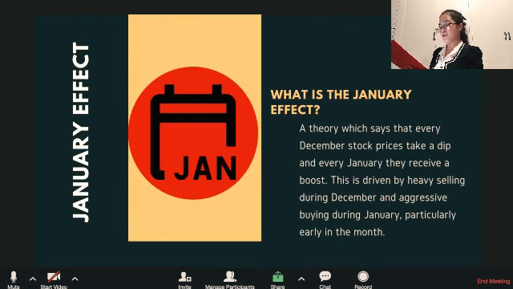The January effect is a theory which says that every December stock prices take a dip and every January they receive a boost. This is driven by heavy selling during December and aggressive buying during January. Investors tend to sell off low-performing stocks at the end of each year. They then tend to buy those stocks back a few weeks or even days later. The January effect is driven by tax planning. Investors sell off stocks at a loss before the end of each year to try and mitigate their upcoming capital gains taxes. Once the calendar rolls over, they buy those stocks back to hold for another year of hopeful gains.